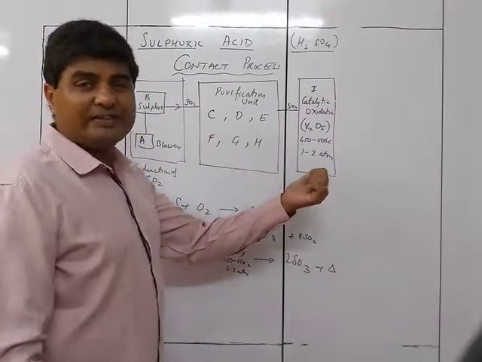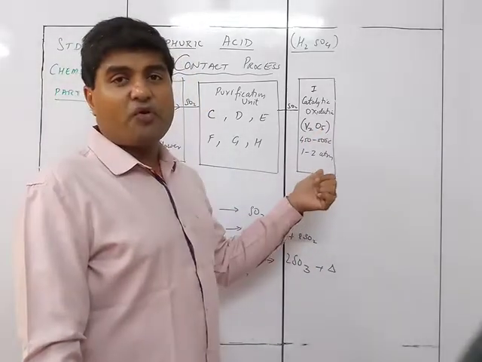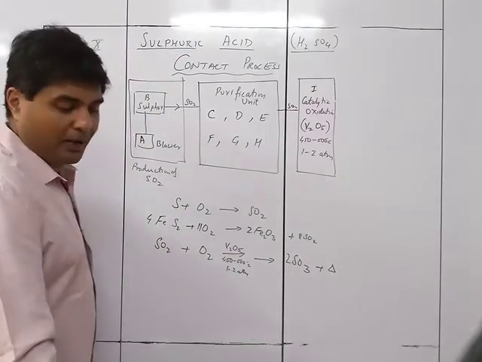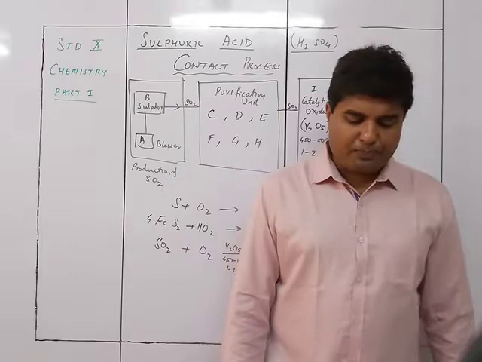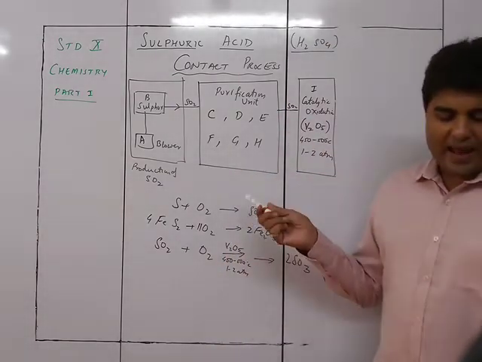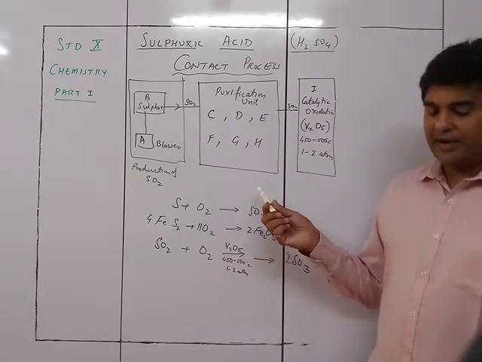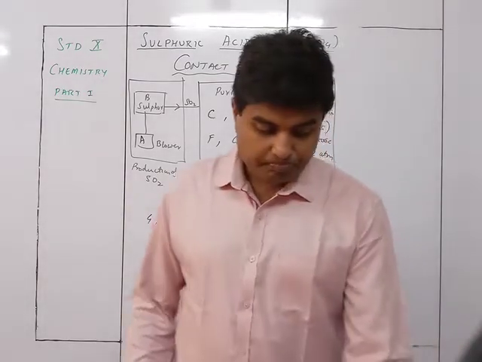And what is this catalyst? The catalyst over here is vanadium pentaoxide. The temperature is 450 to 500 degrees Celsius, and the pressure will be 1 to 2 atmosphere. So for catalytic oxidation, SO2 to SO3 by passage of the sulfur dioxide and oxygen through an iron tower packed with vanadium pentaoxide catalyst, initially heated at 450 degrees Celsius, takes place in this particular process.